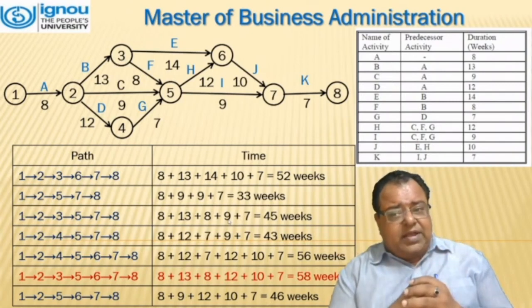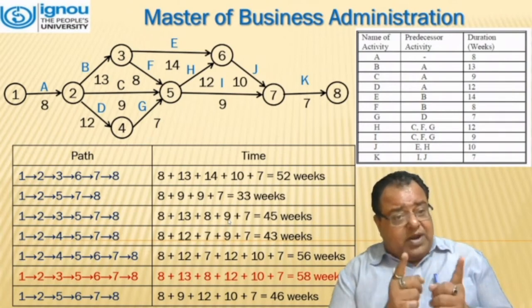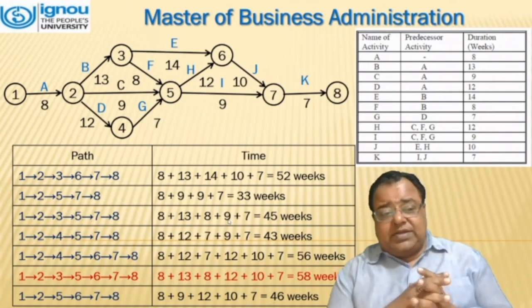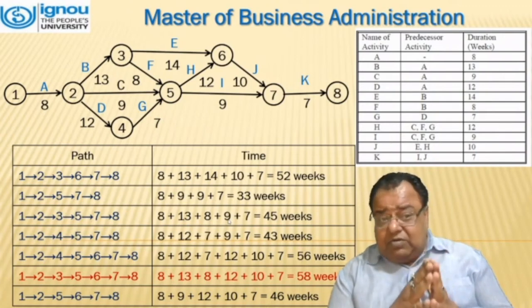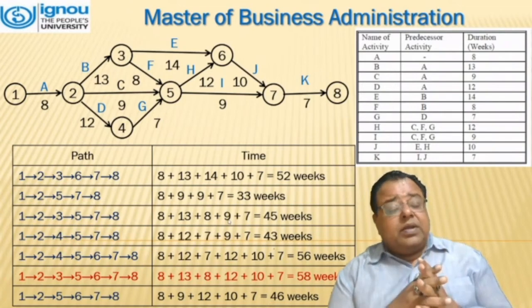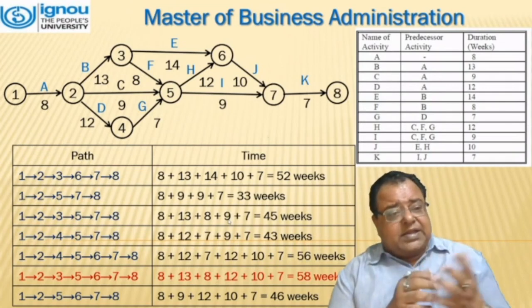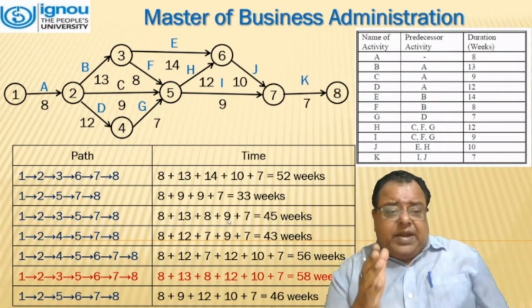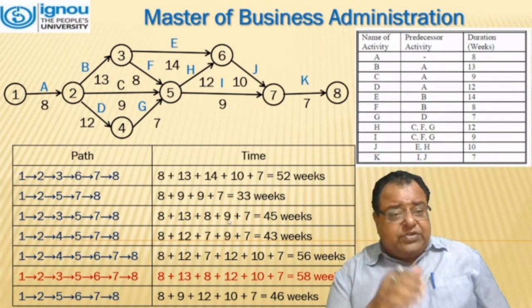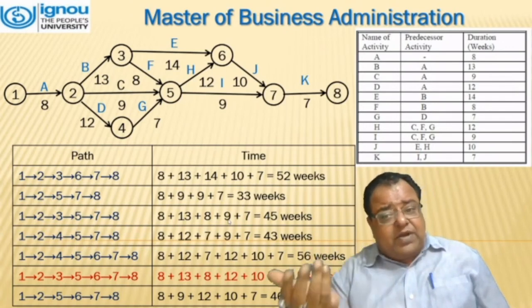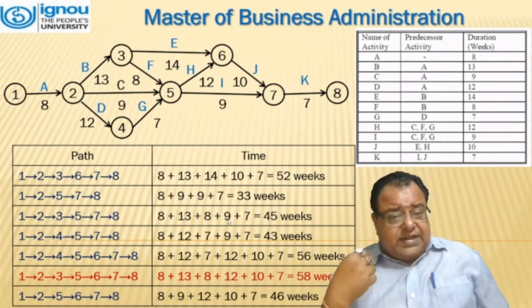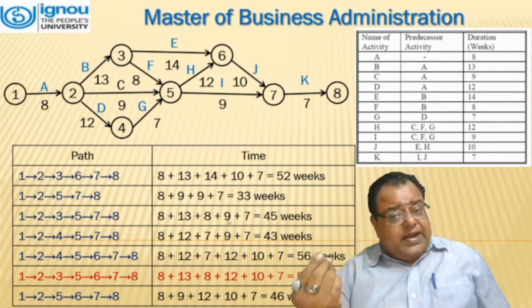We'll start with A. A, B, C, D are the activities which are on it. You can see from activity 2, we have to draw three events. That is 3, 4, and 5. At 5, we have predecessors B, F, C, G. And from 5, we are moving further to event 6, and then 7 and 8.